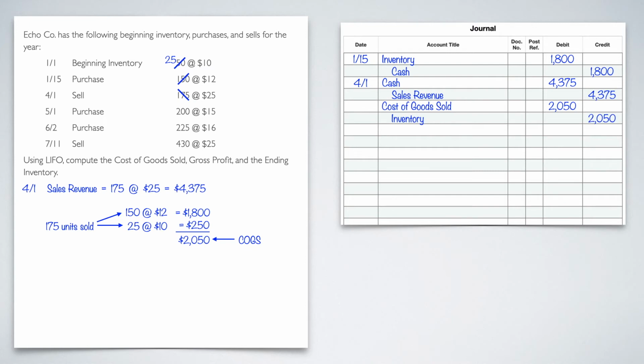Now let's go to the May purchase of 200. That's going to be the same as it was before. As a matter of fact, so is the June 2nd purchase. So I'm just going to go ahead and put those down as inventory and cash. The May one is going to be $3,000 on each, and then the June one is going to be $3,600. I just multiplied 200 times 15 and 225 times 16.